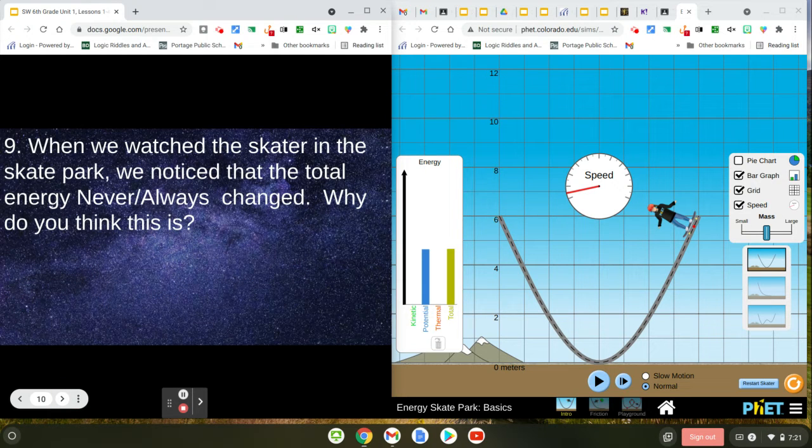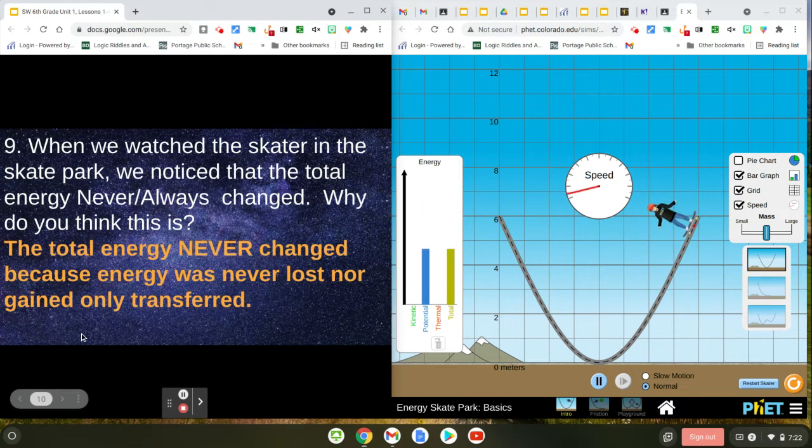All right. Number 9, when we watched the skater in the skate park, we noticed that the total energy never changed. Why do you think this is? So let's take a look at our total energy bar. We're going to see potential and kinetic changing. Let's see what happens to the total. It does not change. So total energy never changed because energy was never lost nor gained. It's only transferred. So the total amount, whether it's kinetic or potential or a combination of the two, stays the same. It just changes from one to the other.